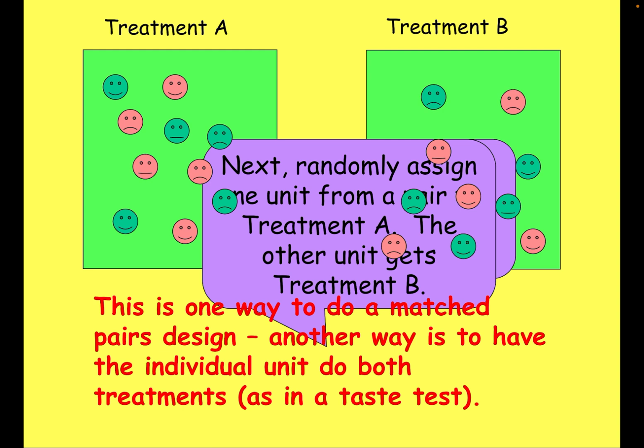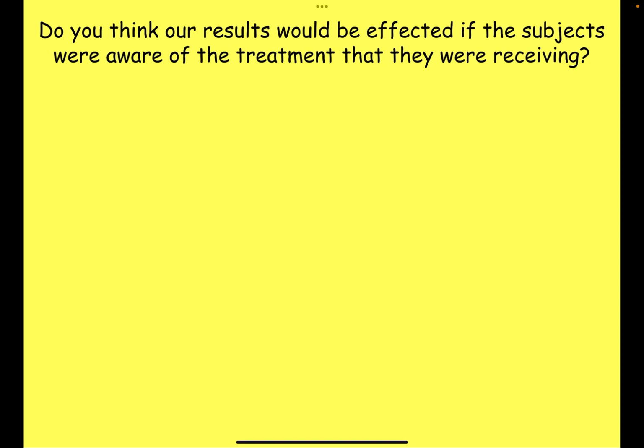So other things that we can do to make our experimental designs even better. Think about what you think would happen to your results if the subjects were aware of the treatment that they were receiving? When we are trying to make it so that the subjects are unaware, we call this blinding.